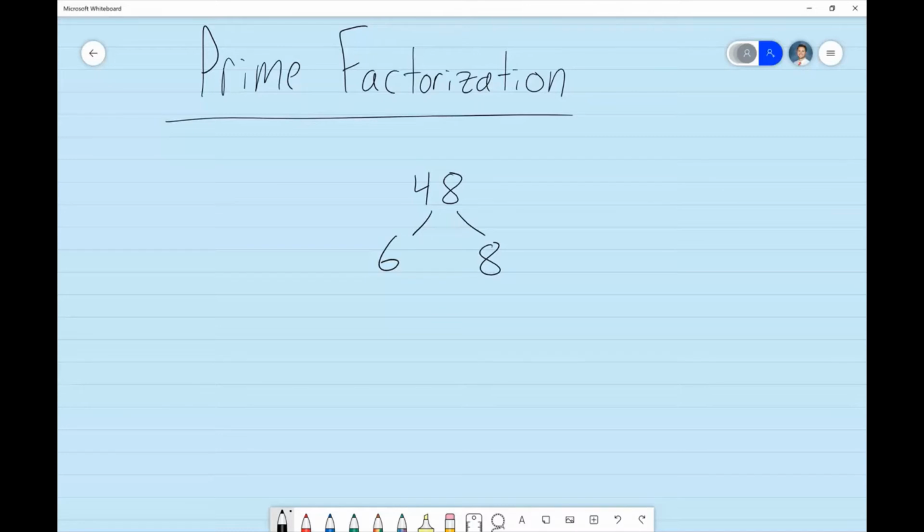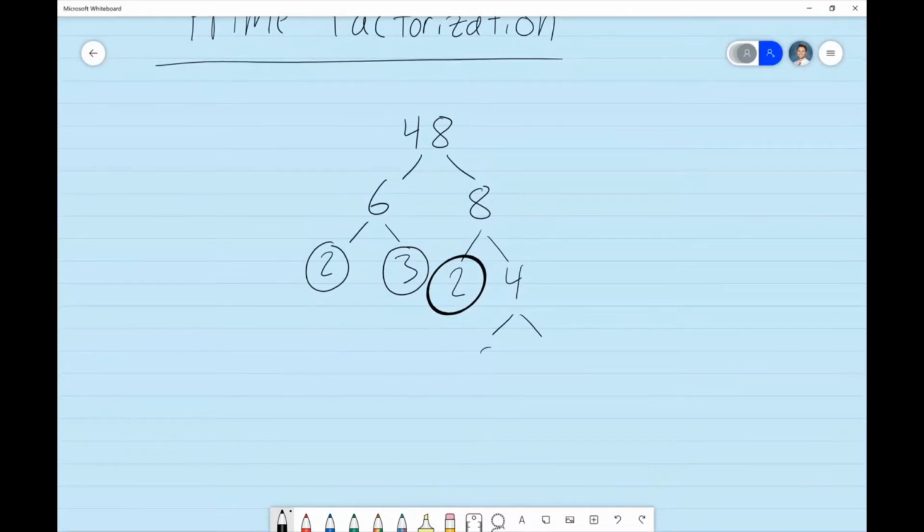Then I'm looking at 6, and I know 2 times 3 equals 6. Now 2 is a prime number, so I'm going to circle that. I'm done here. Same with 3. 3 is a prime number, so we can circle that. Then we have 8. For 8, we could do 2 and 4 as our factors. Again, 2 is a prime number, but 4 is not. So if we do another factor pair here, we've got 2 and 2. We can circle those because those are also prime numbers.